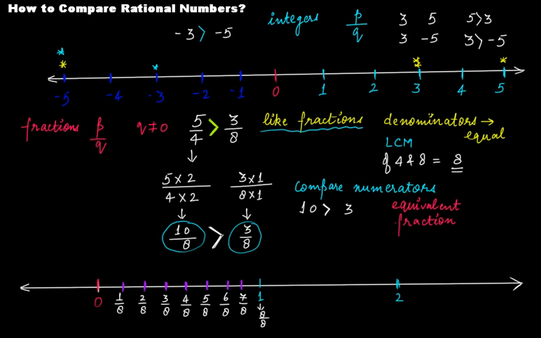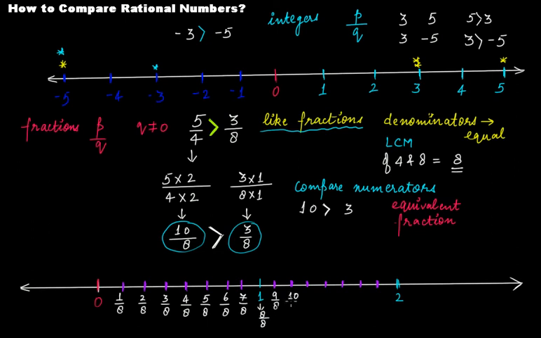Now, again, we divide this into 8 equal parts. So, 1, 2, 3, 4, 5, 6, 7. Okay, 7 marks. It means 7 marks will divide this unit into 8 equal parts. So if 1 was 8 over 8, this becomes 9 over 8.